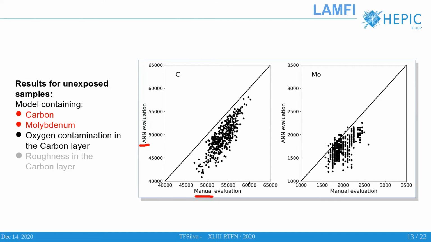So what we can conclude from this is that if they would agree, the points would lie on top of this line over here, which is the symmetrical line. But in fact, what we see is that the artificial neural network is predicting systematically less carbon than the manual evaluation. The same thing is observed for molybdenum. And basically, this is because the system does not take into account the roughness of the sample.